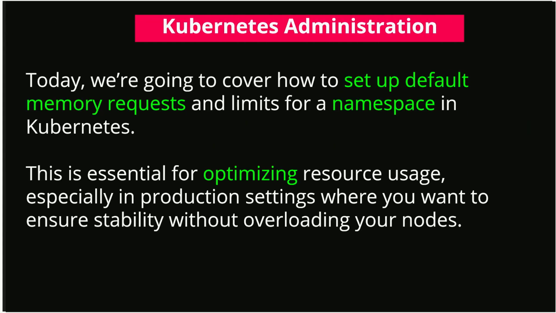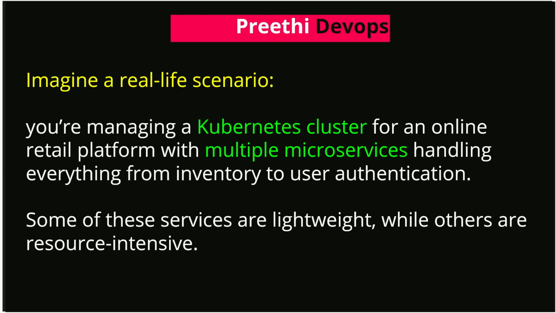Today, we're going to cover how to set up default memory requests and limits for a namespace in Kubernetes. This is essential for optimizing resource usage, especially in production settings where you want to ensure stability without overloading your nodes.